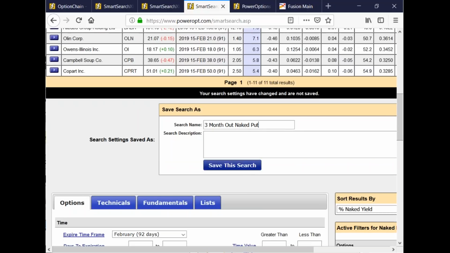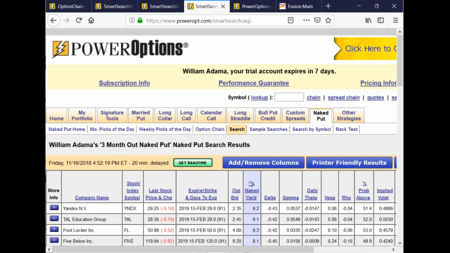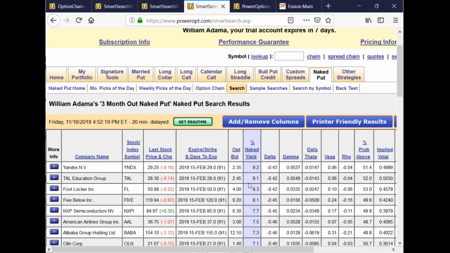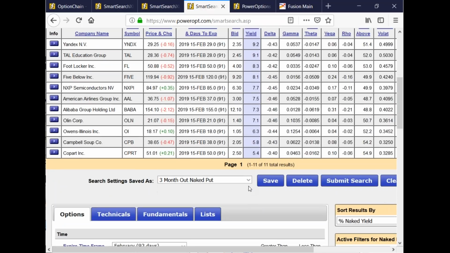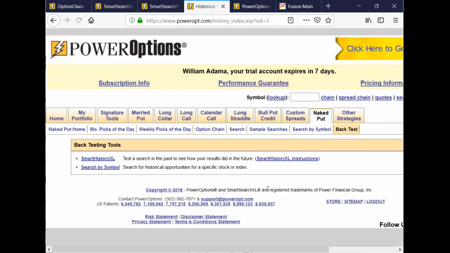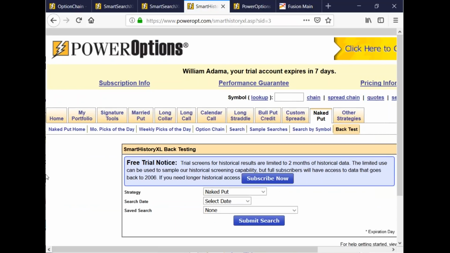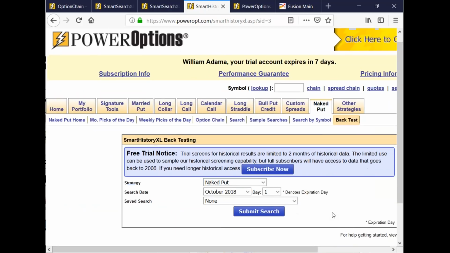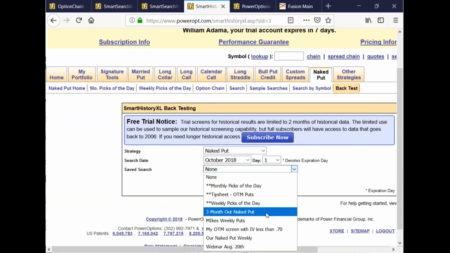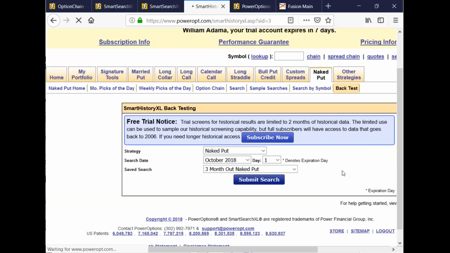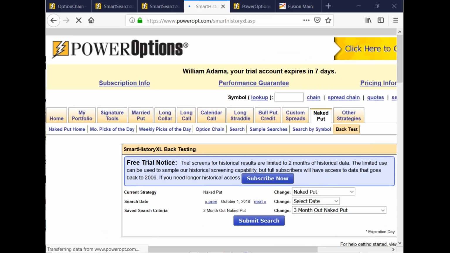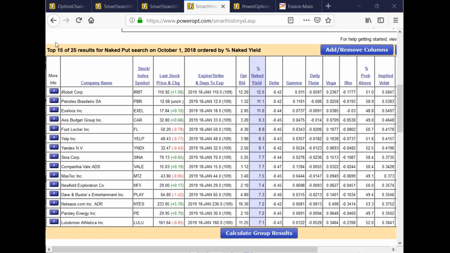All right. And I'm cherry picking, and I apologize for that, but I want to show you what's possible. What am I going to do now? Now that I've saved this 3 month out naked put, I'm going to go to back test. I'm going to go Smart History Excel. I'm going to go to October 1st, and we're going to run our 3 month out naked put screen on October 1st. All right. Wow, much more. So there were 25 total results that would have matched this same criteria, Paul, we just created on October 1st.